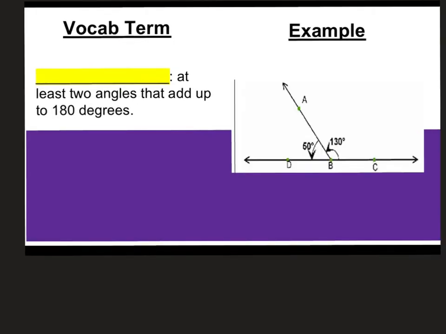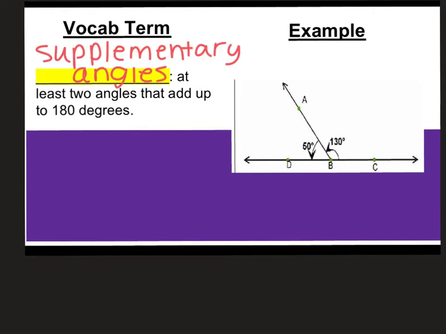All right, so we said complementary angles add up to 90 degrees. Well, supplementary angles are at least two angles that add up to 180 degrees. Remember, we said a straight angle is 180, so that would be this whole straight line right there. That whole thing will be 180 degrees. So a straight angle is also called a supplementary angle. Notice this one is split into two parts, one of the parts being 50, the other part being 130. Supplementary just has at least two angles that are adding up to that total 180 degrees.